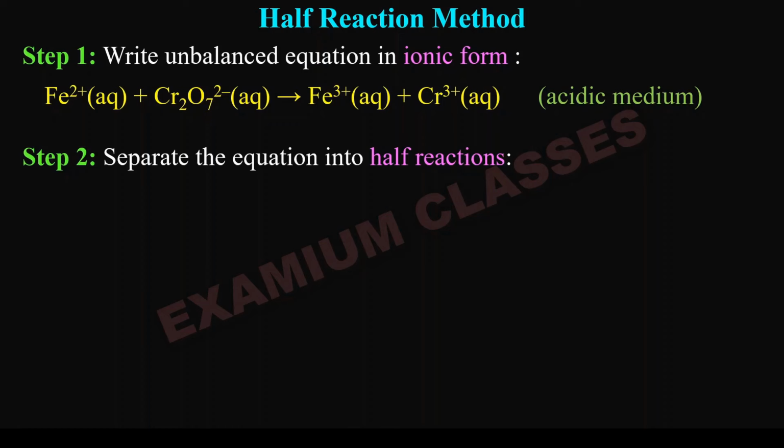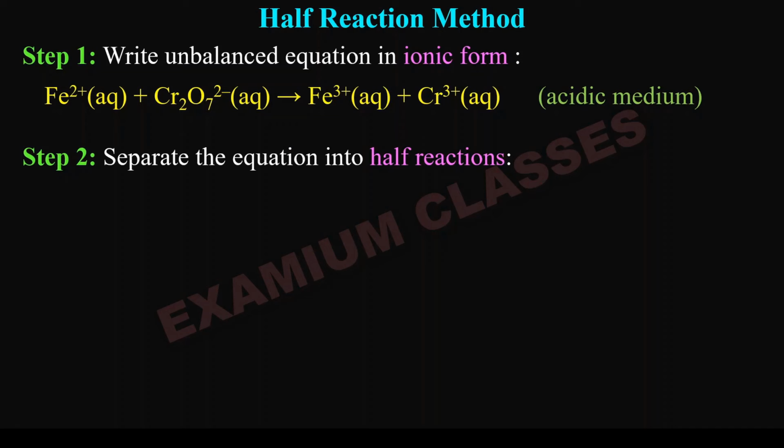If you see here, iron here and iron here, the oxidation state is changing from +2 to +3. It means this is the oxidation half. So I will say this is the oxidation half.